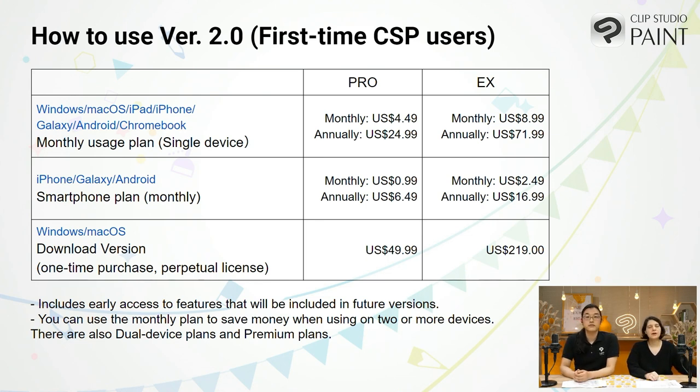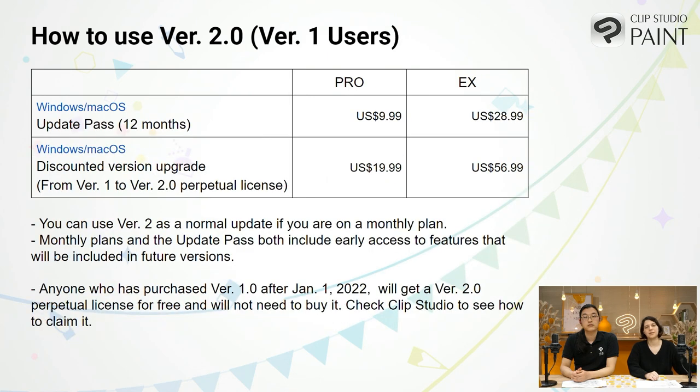If you already have version 1 and you want to figure out how to start using version 2, here's a slide on that. As you just mentioned, the update pass. It's 12 months. Some people are getting confused, but this is a pass valid for 12 months.